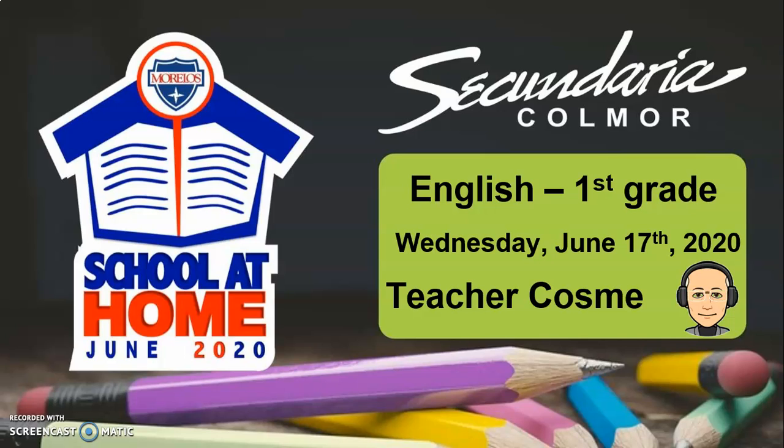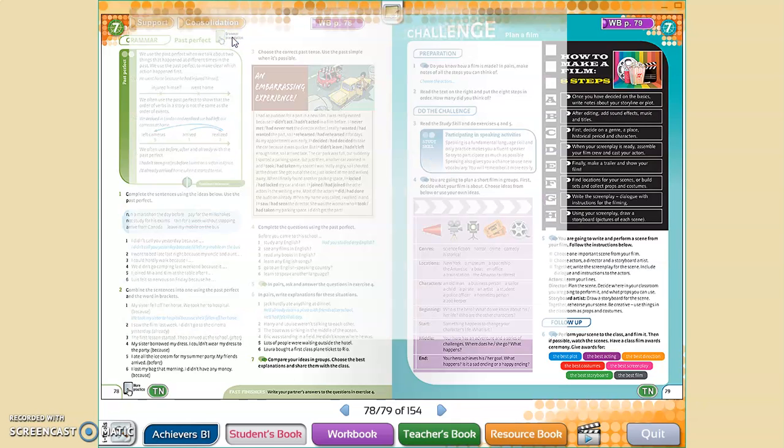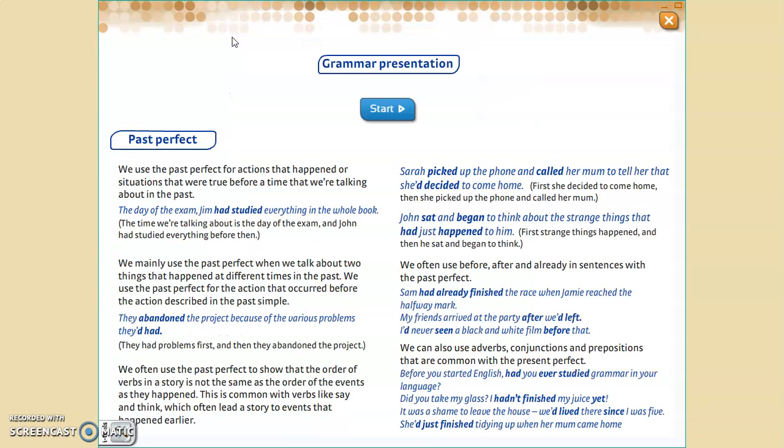Today we are going to talk about grammar, so I really hope you enjoy your video today. So as you can see on your screen, we are on page number 78 of your book. And the green rectangle indicates a grammar point that is the past perfect. So I'm gonna click over here so you can listen to the explanation about the past perfect. So here we go.